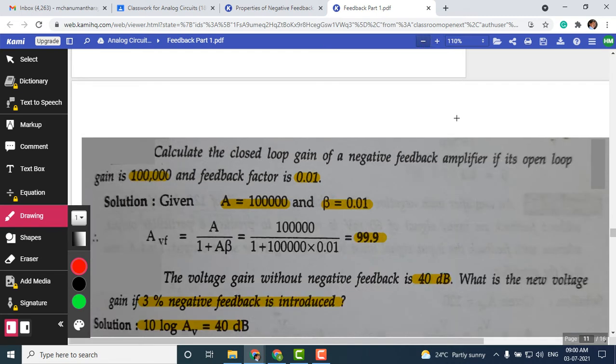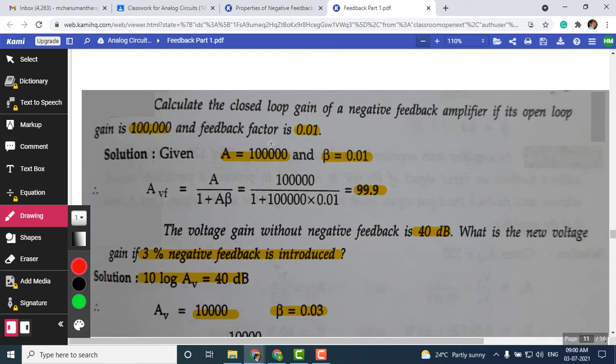Just to minimize this, let's take up this problem here. Calculate the closed loop gain of a negative feedback amplifier if its open loop gain is 100,000 and feedback factor is beta. Whenever you see these types of problems in an examination or somewhere else, write down the given data, what is given and what is asked here. In this problem it is asked to calculate the closed loop gain. Straight away we can know that it is asked for AF or AVF. So write down the given data.